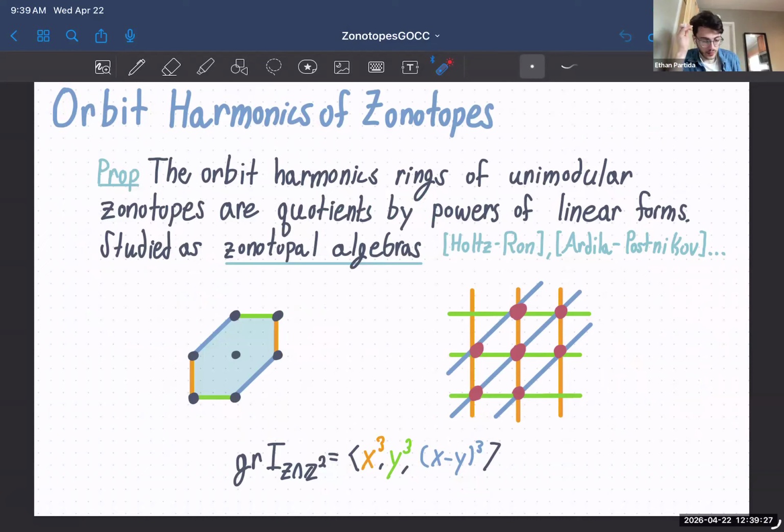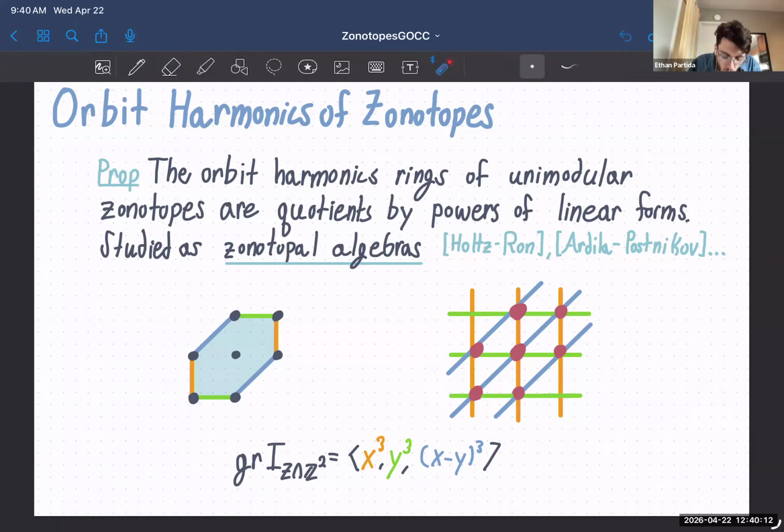And actually, I'm going to start with this fundamental observation that started the whole project with Colin. It's that the orbit harmonics rings of the lattice points of unimodular zonotopes are very well controlled. They'll always be quotients of powers of linear forms in the sense that we have here. So, x minus y is some linear form, and I'm taking a power of it. And these have appeared before and are well studied. They're objects known as zonotopal algebras. And these have been studied by many authors, but maybe two of the first papers are by Holtz and Ron and Ardila-Postnikov.